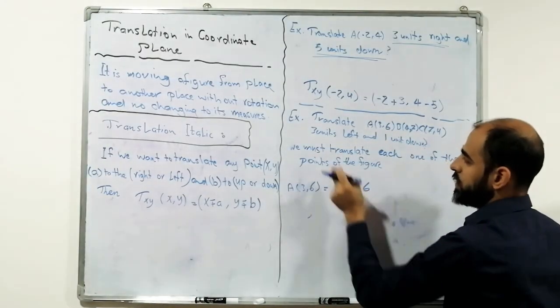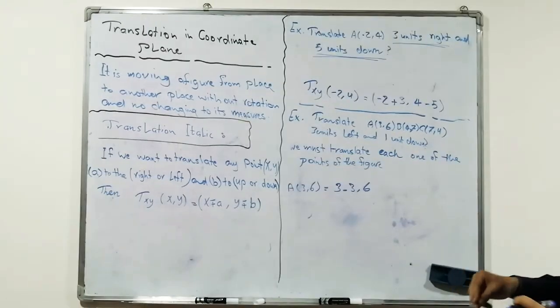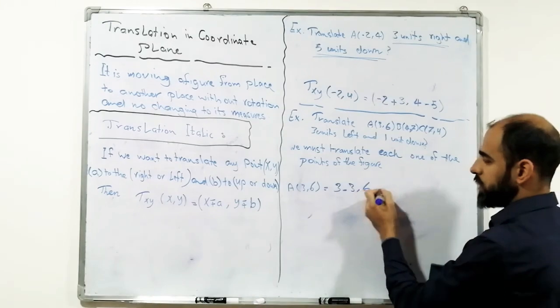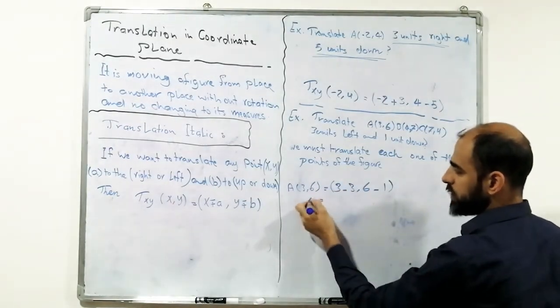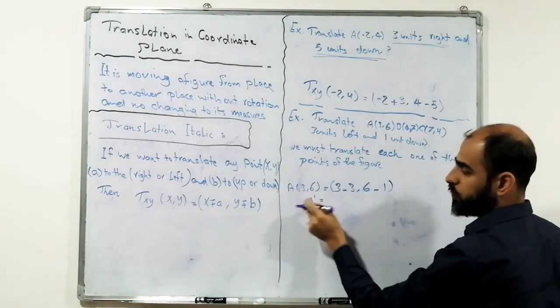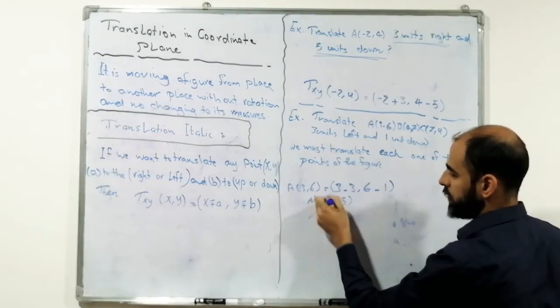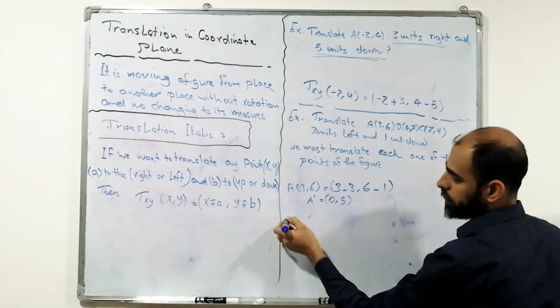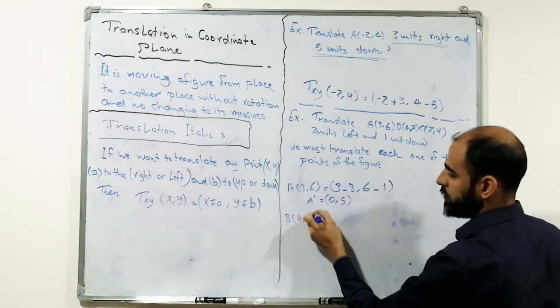And 6. We also have the second kind of translation, 1 unit downward. That means we also translate to the negative side of y, so we subtract 1 from 6. Then A dash, which is the point after translation: 3 minus 3 is 0, and 6 minus 1 is 5.